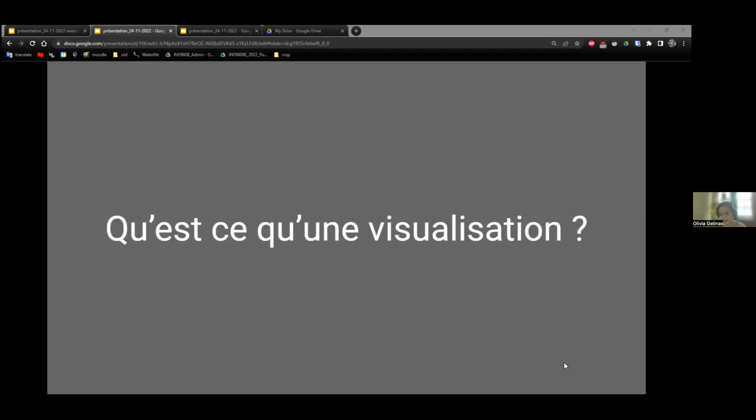And Catherine says it's a graphic representation of data. That's also great. And we're going to see in the next slides that it's kind of both merged together. So it's a graphic representation, but it also has a message and a common objective that we're going to try to reach together.